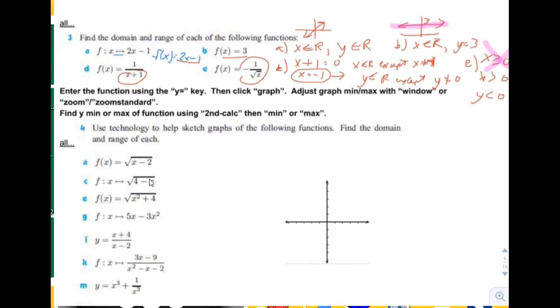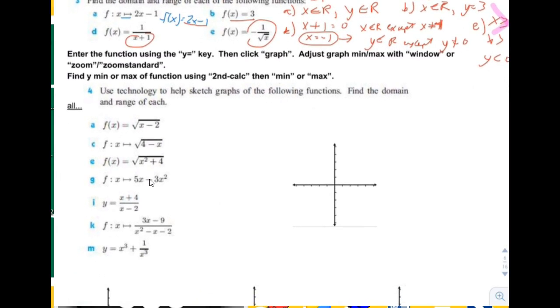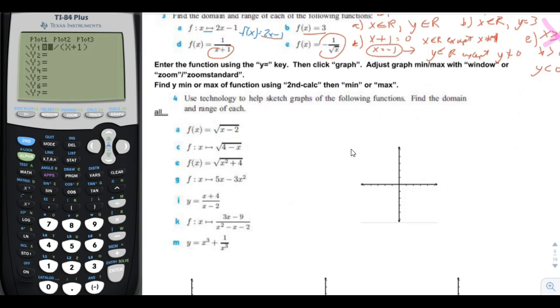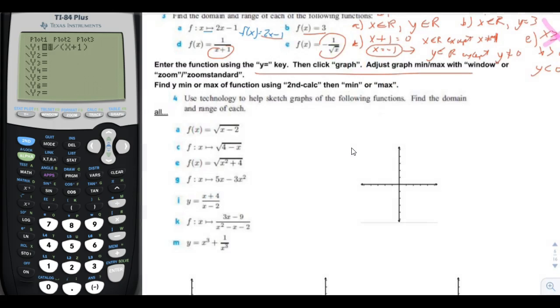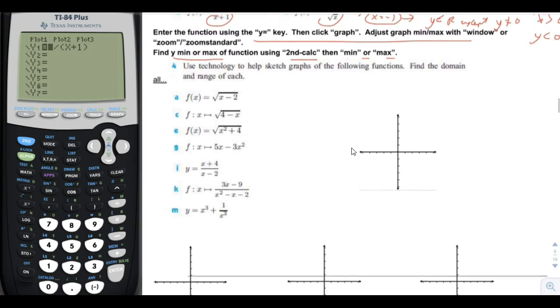Okay. All right. Use technology to help sketch graphs of the following function. All right, so I already showed you how to graph things with y equals, and the instructions are written also here. To find the minimum or maximum function, you can use second calc and min and max.